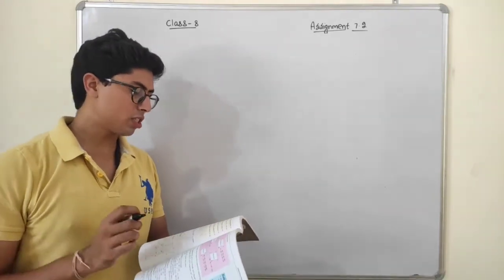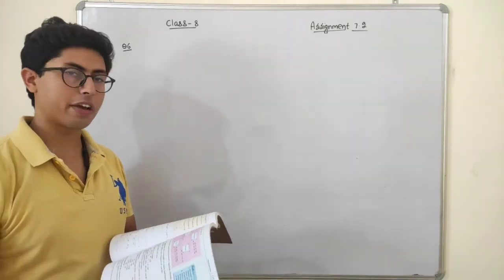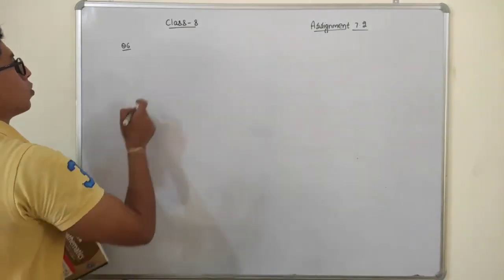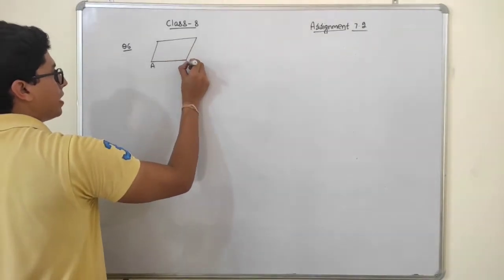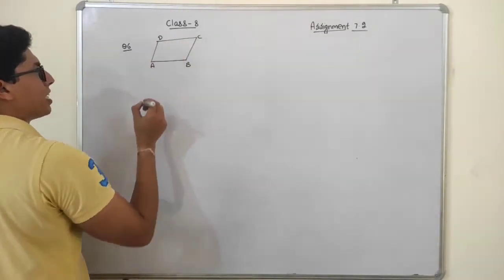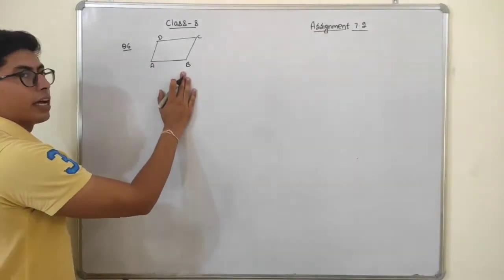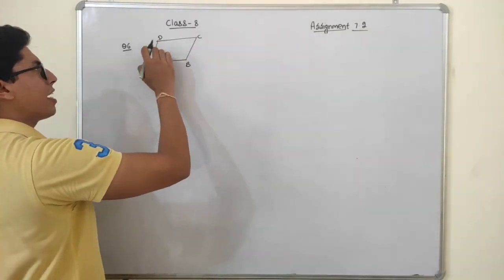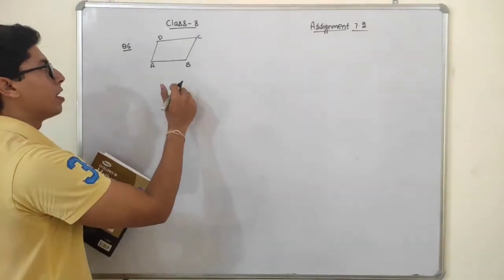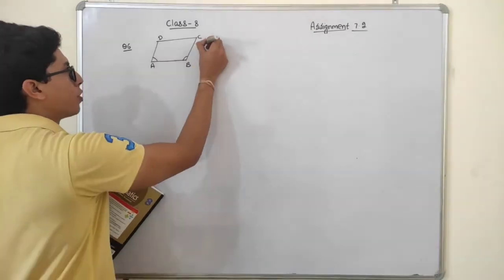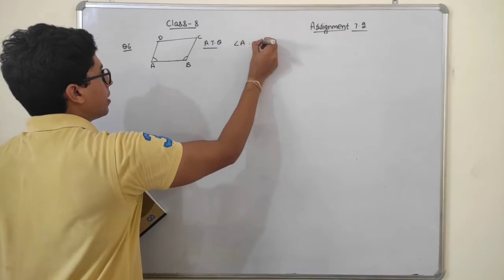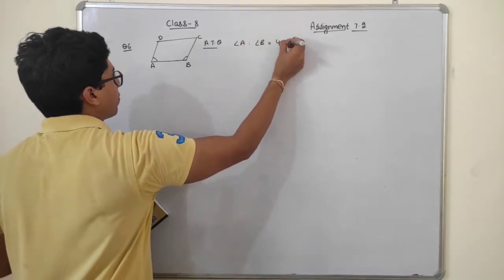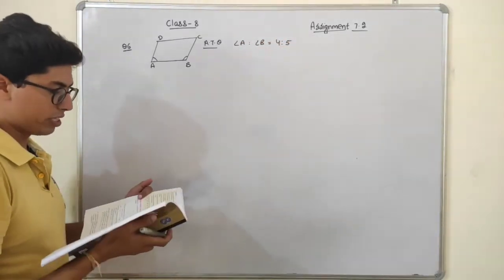So question number 6 says two adjacent angles of a parallelogram are in the ratio 4:5. Let's draw a parallelogram and name it ABCD. For two adjacent angles, I can take AB, BC, CD, or AD. It's my choice, students. So I'm taking A and B. According to the question, the ratio of angle A and angle B is 4:5. It is given in the question, students.